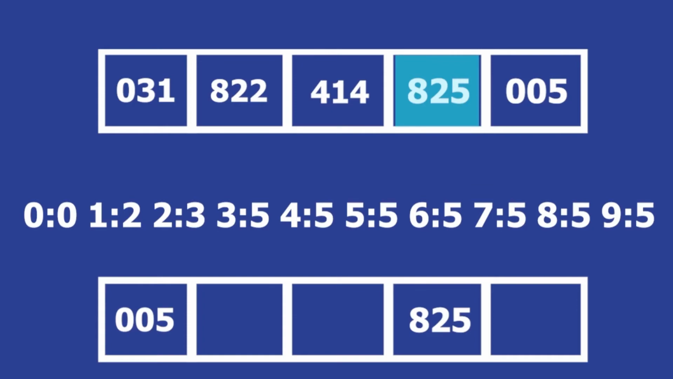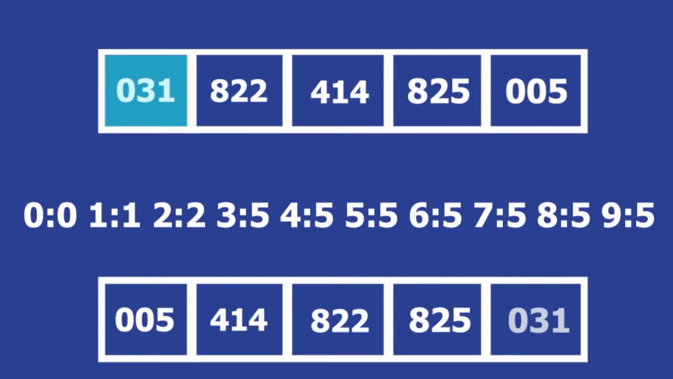After we place 825 into location 4, the value has to be decremented by 1. Now we move on to 414. It occupies the second position. 1's value decreases and 822 will occupy the third position. It will appear before 825. 31 will appear at the end.